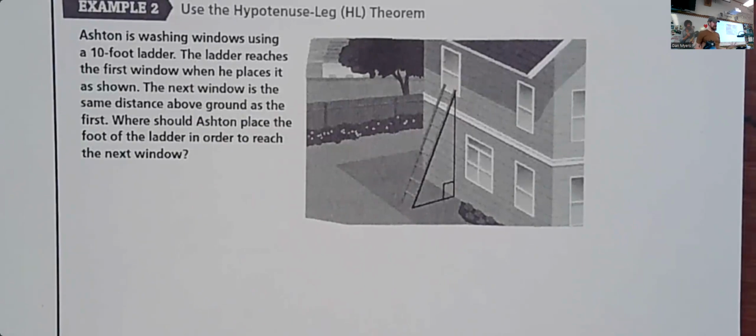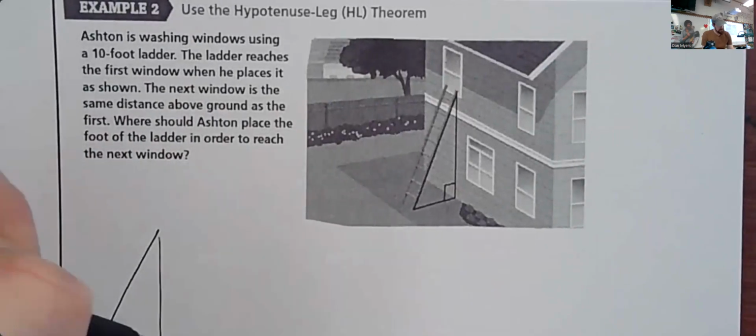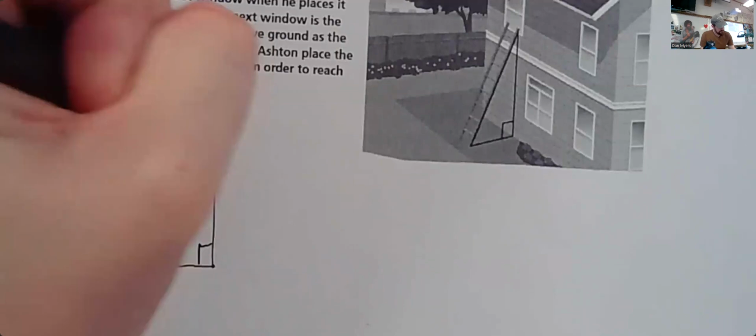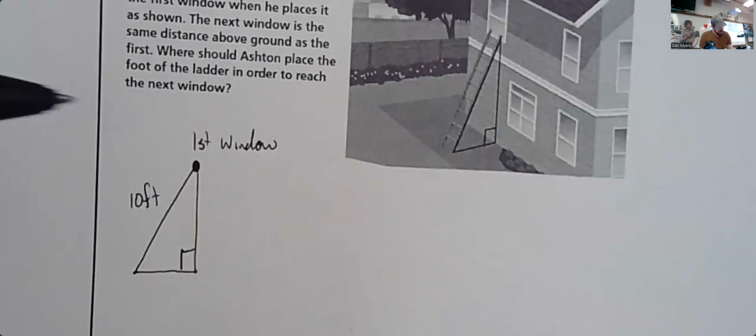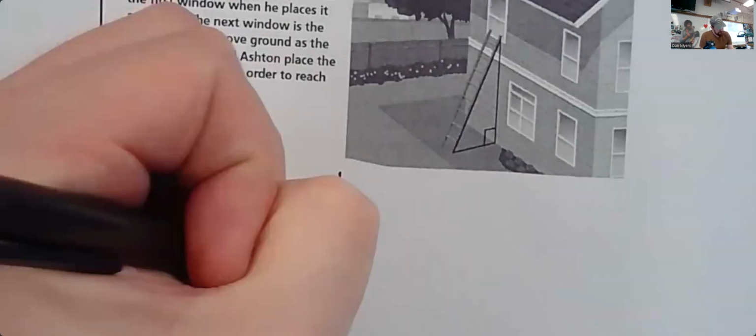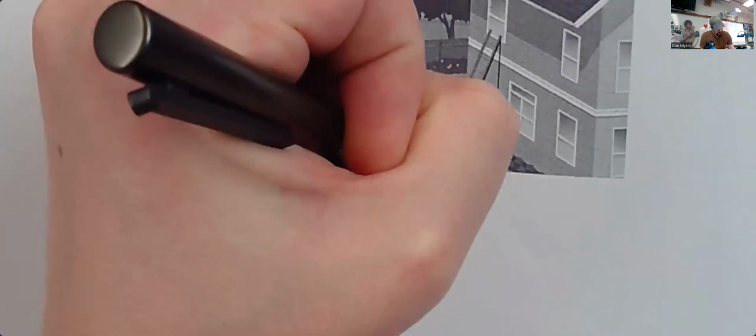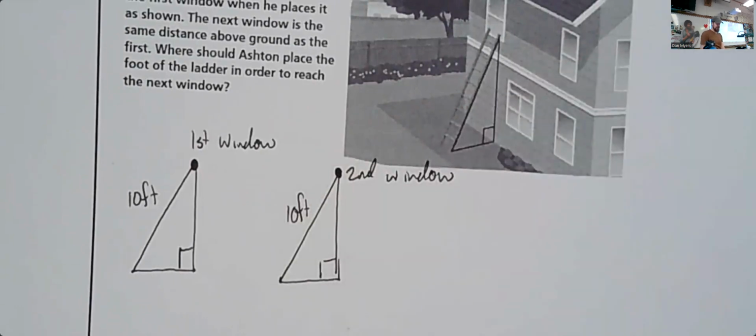Yeah, because we're talking about a right triangle here. So here's the ladder, 10 feet. There's that. This point here, that's the first window. And then if he's going to do this again, he's going to use the same ladder. Here's 10 feet. And here's the second window. So he's going to move the ladder from here over to here to put it by the second window.